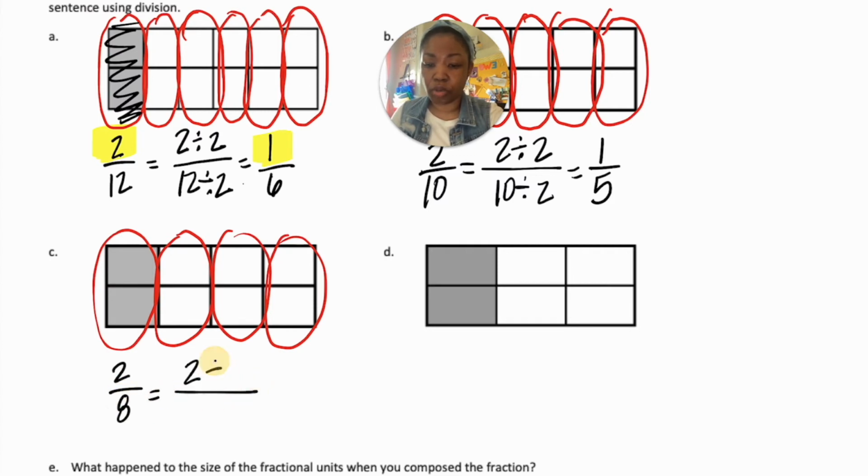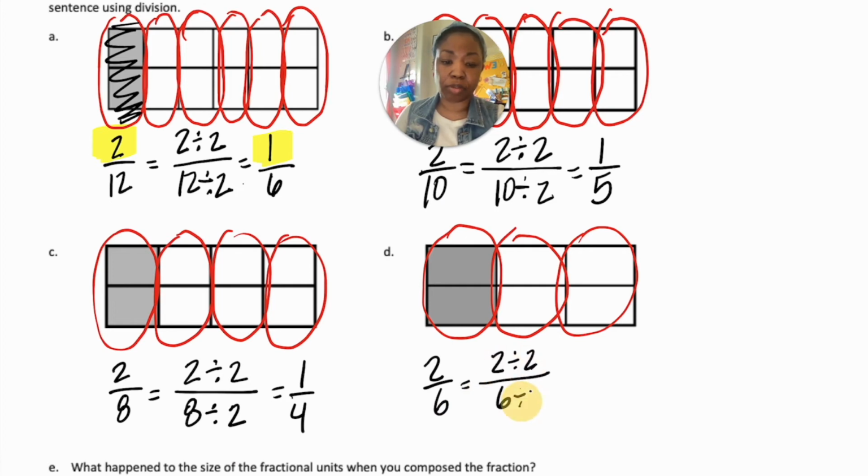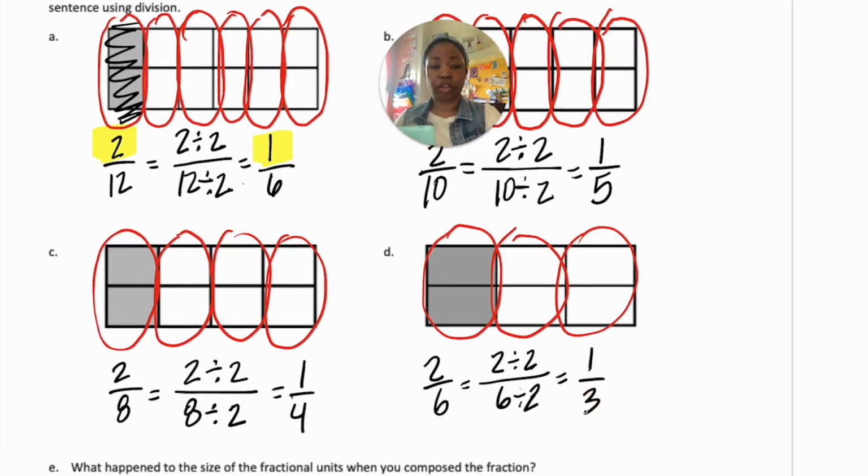So I'm going to do 2 divided by 2 since I make groups of 2, and then 8 divided by the groups of 2, making 1 out of this last one. I'm going to also make groups of 2. So we're dividing by 2 all around. We have 2 shaded out of 2, 4, 6. So that's 2 divided by the groups of 2, 6 divided by the groups of 2, to make 1/3 as the equivalent fraction.